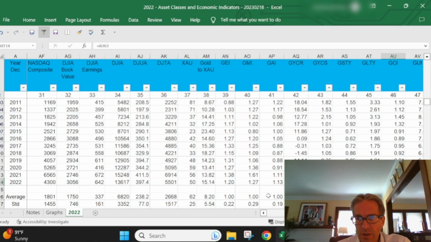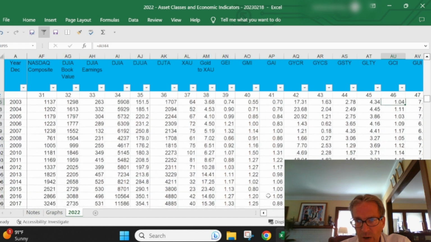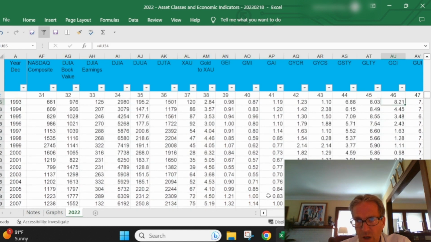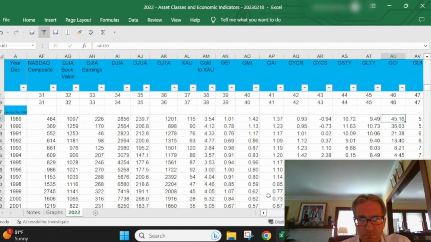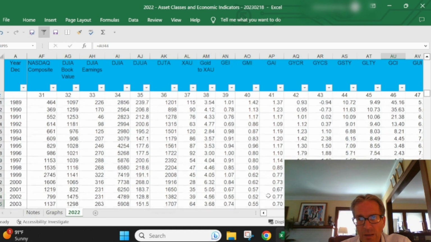The Gilgard Currency Index, and this is basically what the US dollar is doing vis-a-vis the world. The lower this number is, the stronger it is. The higher this number, the weaker it is. So the currencies have done fantastically well against the dollar since 1980.